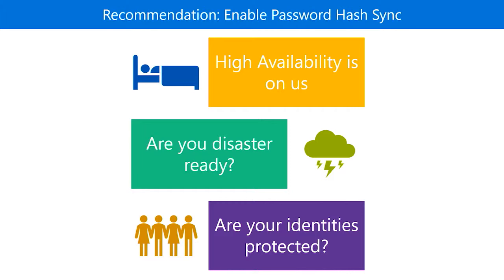But if you choose pass-through authentication or federation, you can still use password hash sync because you can then use that as a backup authentication method. For example, if your on-premises service goes down, you can manually fail over to password hash sync and still allow your users to sign into cloud apps. Enabling password hash sync also gives you identity protection through the leaked credentials reports.